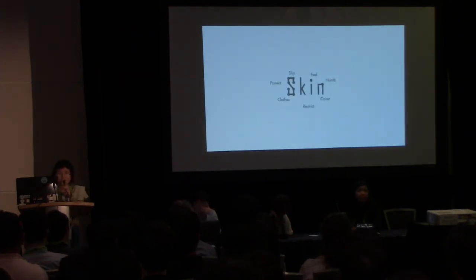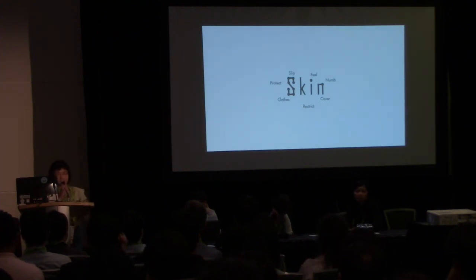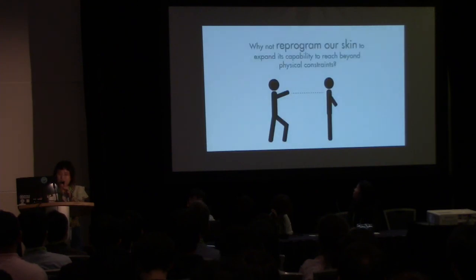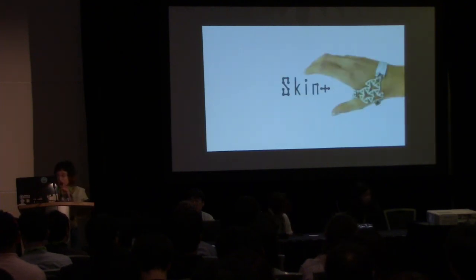So, try to feel your own skin for a moment. What can you feel right now? If you move, can you feel the slip sensation on your body? Or will you ignore it? Will you feel numb? That's the very beginning of my interest in this project. What if we switch this kind of useless slip sensation to something useful, and reprogram our skin to expand its capability beyond physical constraints? If you put a functional slip sensation on your back, then if someone comes closer from behind, you can feel it. That's how Skin Plus came about.